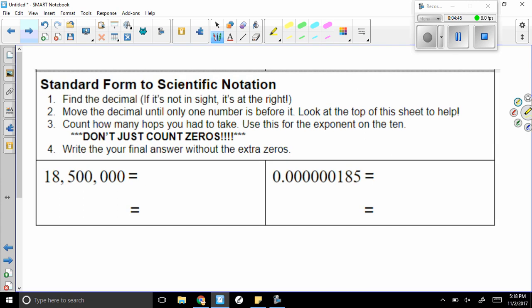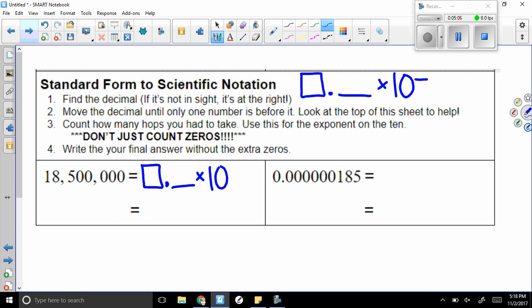All right, now let's talk about moving backwards. This is where that graphic organizer is going to come in handy. So again, that box only holds one number. All the rest of the numbers have to go after that decimal point. And then that power is going to tell you your hops. So each time here, I'm going to be using that graphic organizer to fill this in.